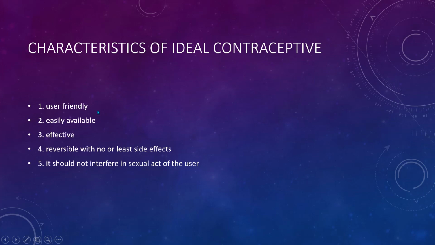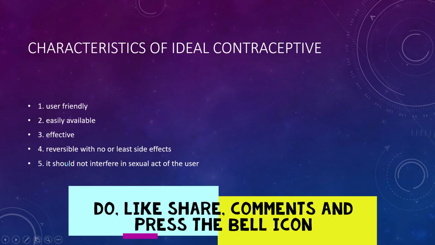First, it is user friendly, that is important. Second, it is easily available. Availability of anything must give the approach to use it. Effective, that is very much important. What is the purpose of making the contraceptive? That purpose must be fulfilled, so it is effective. Reversible with no or least side effect, important.